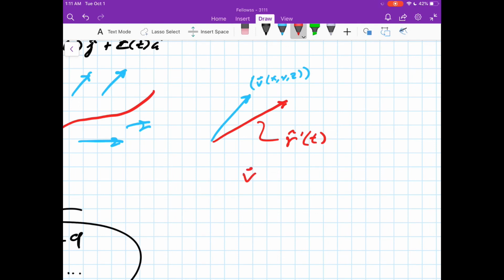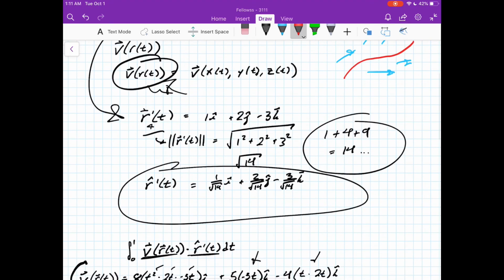So v dot r prime evaluated at r of t, and we just integrate all over t, right? So you can see how we went through this. We got the direction, we took the norm of it, we corrected it because it was 14 and not 13.